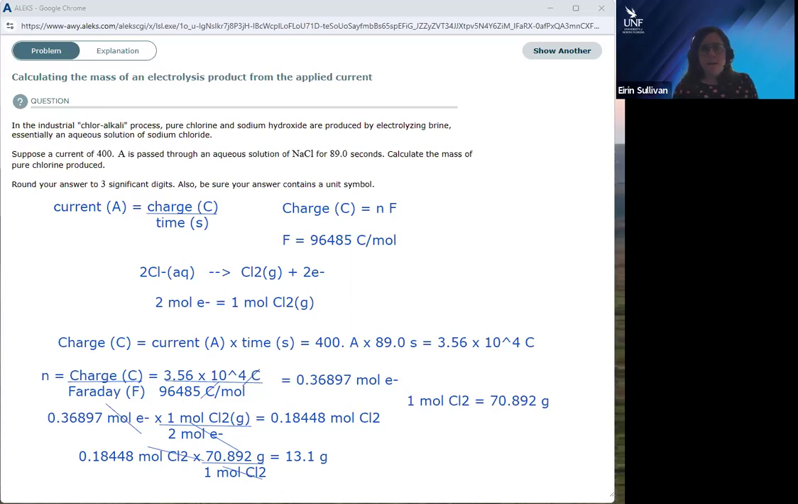All right, hopefully that is helpful for you guys. Just be aware of stoichiometry, okay? Because with moles of electrons, you need to relate that to moles of the product that you're interested in.